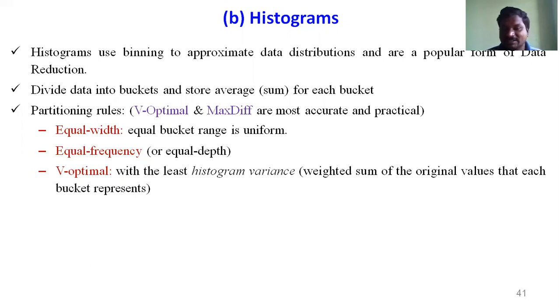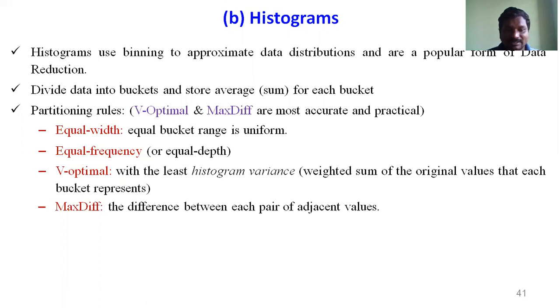In this case, you take the weighted sum of original values that each bucket represents. The partitioning rule is how you divide the data into different buckets. Another criterion is the maximum difference value, the difference between the pair of adjacent values.